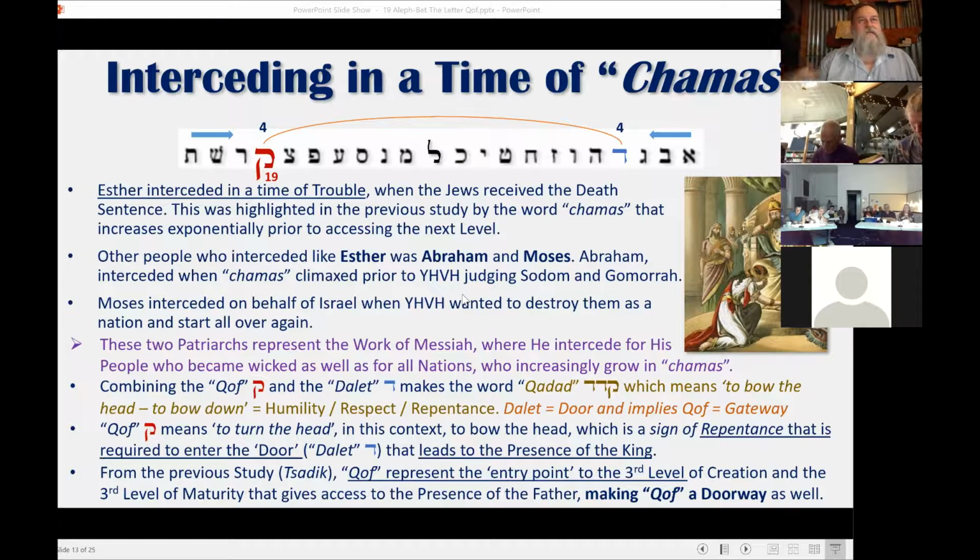The same pattern existed in the time of Abraham or Avraham. There was a time of Hamas in the time of Sodom and Gomorrah, and Abraham interceded for those people as well, just like Esther interceded for the people. And Moses was also an intercessor in his day. The children of Israel did unrighteous things, and there were Hamas around them or within them, and the Almighty wanted to destroy them, and Moses interceded, and they were spared. So we see the concept of the intercessor in the midst of Hamas.